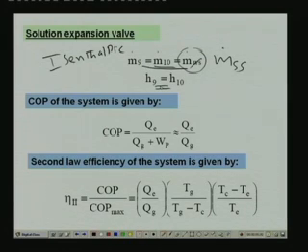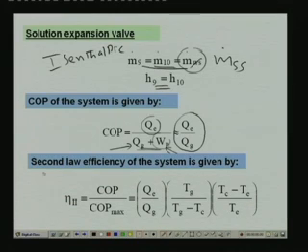Finally, the COP of the system is given by refrigeration capacity divided by the input to the system. Input is in the form of heat to the generator and the solution pump work. As we have seen in the last class, this is negligible compared to this. So this is approximately equal to QE by QG.